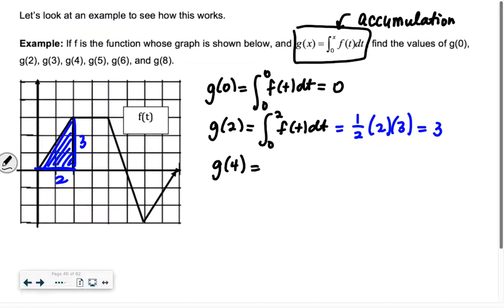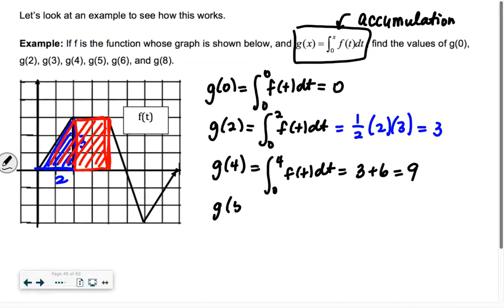And if I want g of 4, do I gain some more area? Yeah, that's why it's accumulating, right? I'm gaining even more. Now I want the integral from 0 to 4 of f of t dt. I'm gaining this much. How much more did I gain? Can you count these little squares? I gained 6 more. So I had my previous answer plus 6, which gives 9. So what if I ask for g of 5? I gain this much more, so I have my previous answer, 9, plus 1/2 base times height, which is 1.5, and I get 10.5.